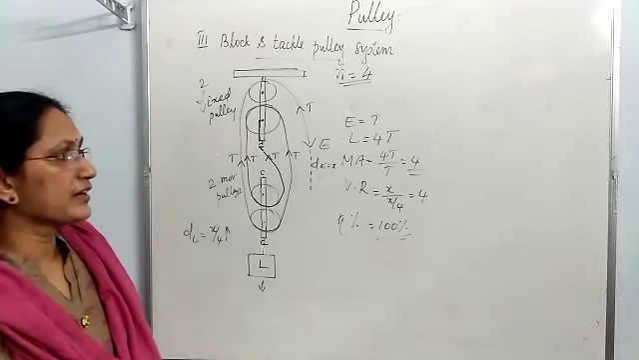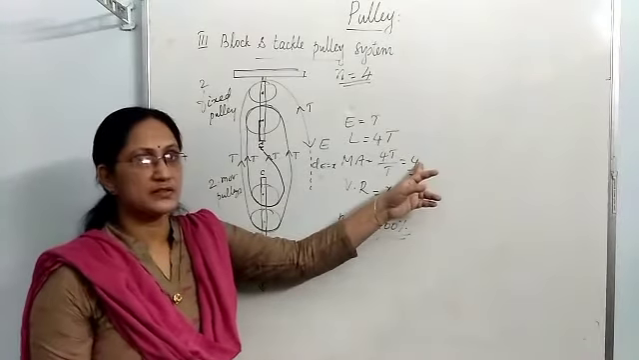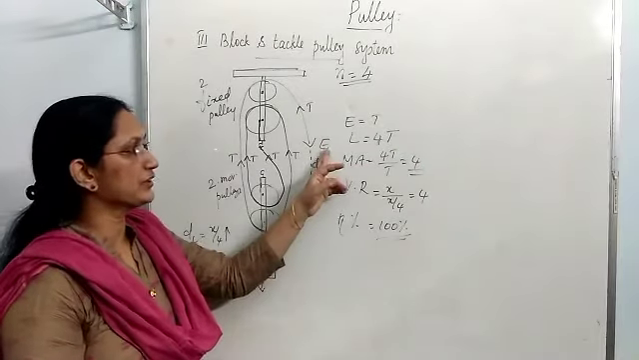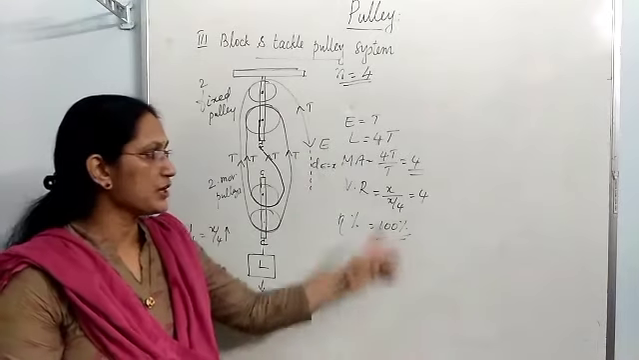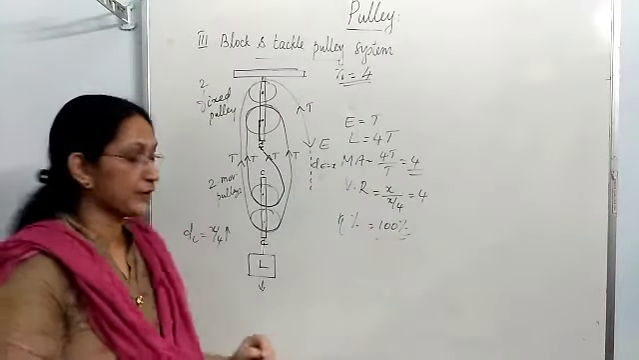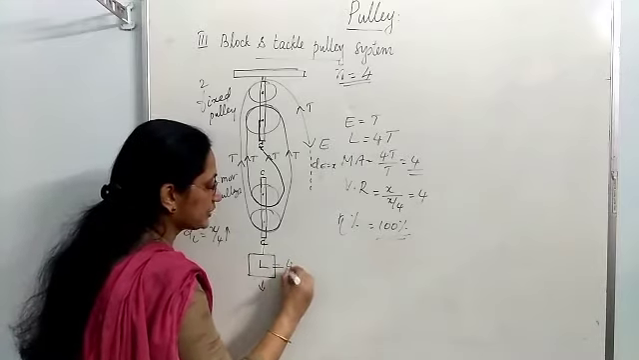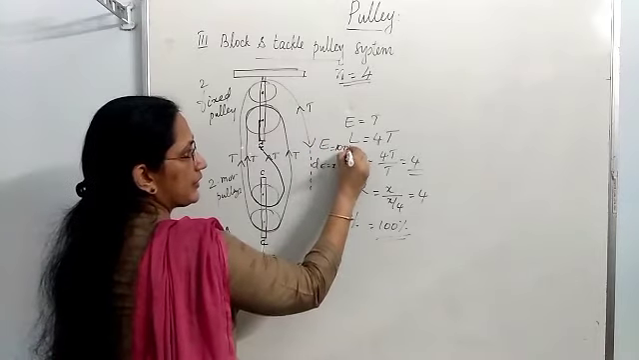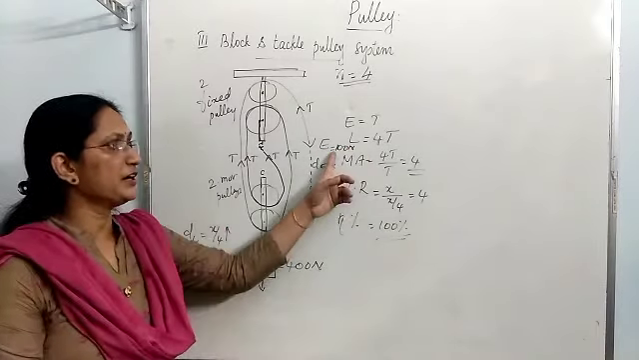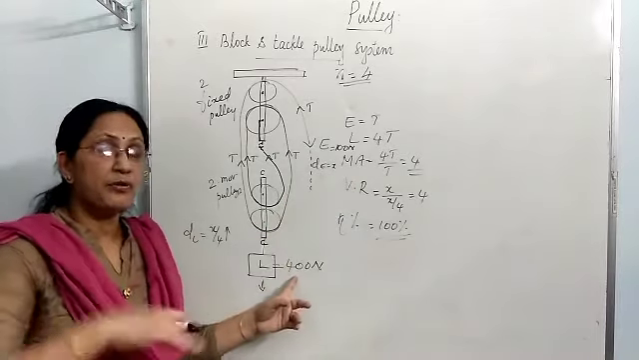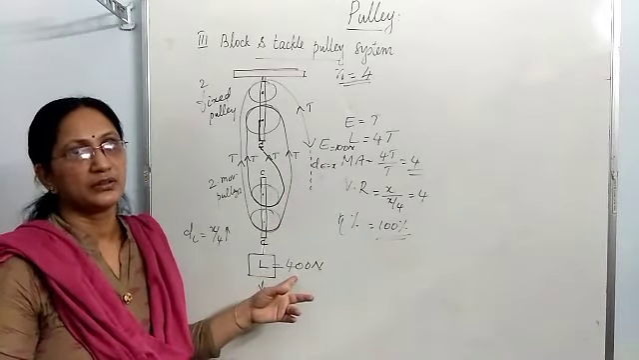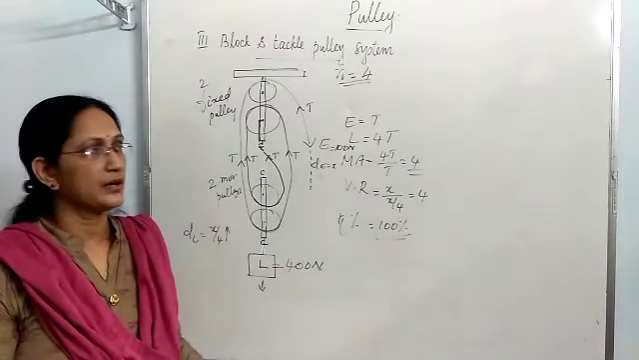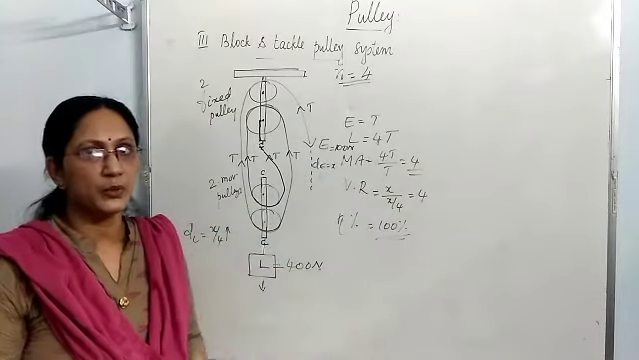Then in actual working condition, MA is equal to 4 means how much is the load to lift? It's 1/4 effort you have to apply. That is the meaning of MA is equal to 4. For example, suppose the load you have to lift is 400 Newton. How much effort you have to give? Only 100 Newton. With 100 Newton effort, you can lift 400 Newton load. Means its MA is equal to 4. Okay. And VR is 4, already told you the meaning of it.